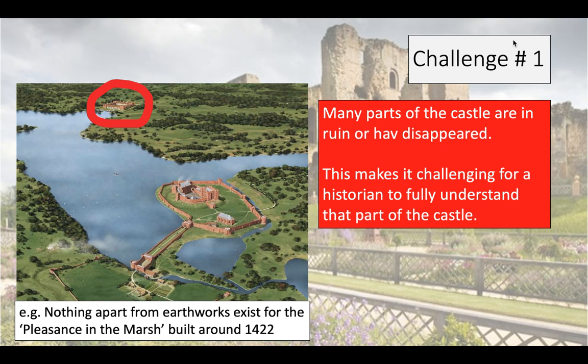And a really good example of this for us is, you will hopefully remember this building, the Pleasance in the Marsh, which was built around 1422. Hopefully you remember that nothing of this building actually exists anymore apart from the earthworks. That means the parts of the earth which were used, the ground which was used to build the construction. So it's really hard for historians to fully understand that building, to really see exactly how it was used. So that's a challenge for historians studying this kind of site. Okay, get that idea down, and then we'll move on to challenge number 2.